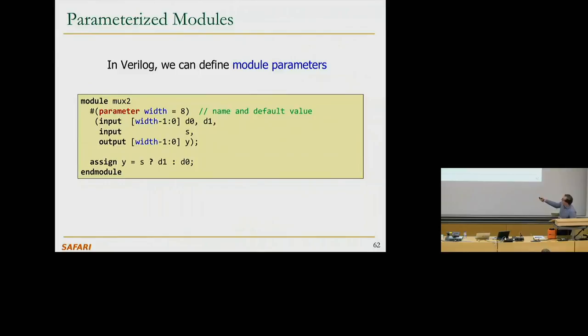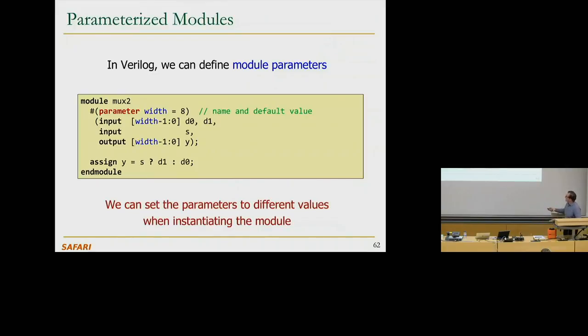And the multiplexer's default value is 8, but you can change it. You can make it 16, you can make it 5, and basically it works with all different parameter widths of the wires. So hopefully this is obvious, right? You don't want to have different modules for 4-bit, 2-bit, 3-bit muxes. Okay, I said that. You need to set the parameters for different values when instantiating the module.